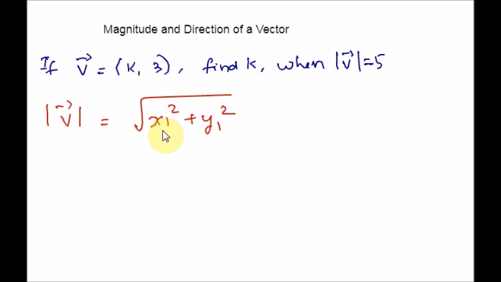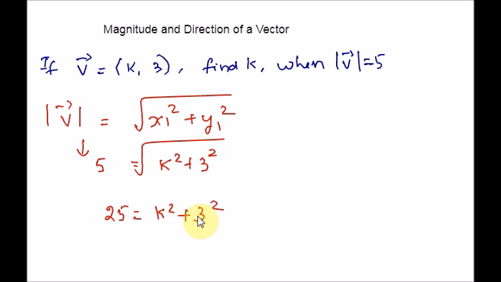Now I'm going to plug in the values given in the appropriate places. The magnitude is 5, and in the place of x1 we have k, and replace y1 by 3. Now let's expand this one. I want to find the value of this variable, but the variable is under the radical. I want to get rid of the square root. So what can we do? We have to square both sides of the equation. So we will get, now work out the exponents, subtract 9 from both sides.